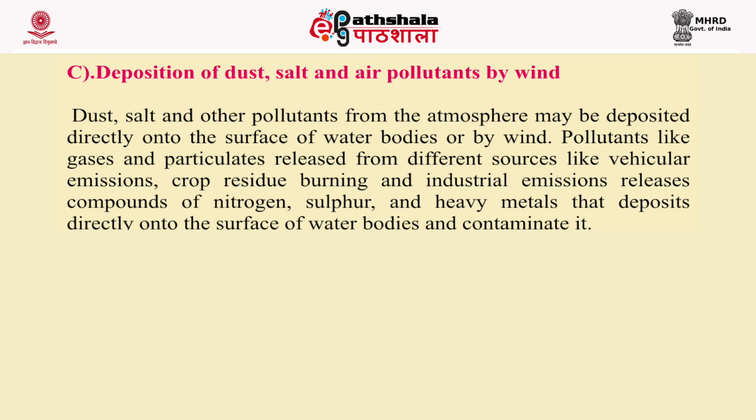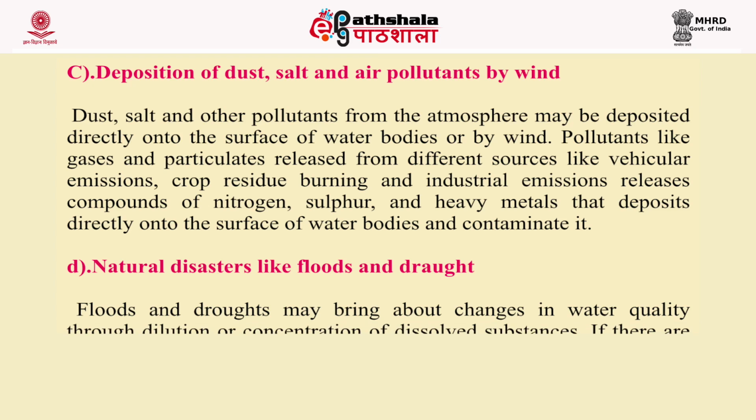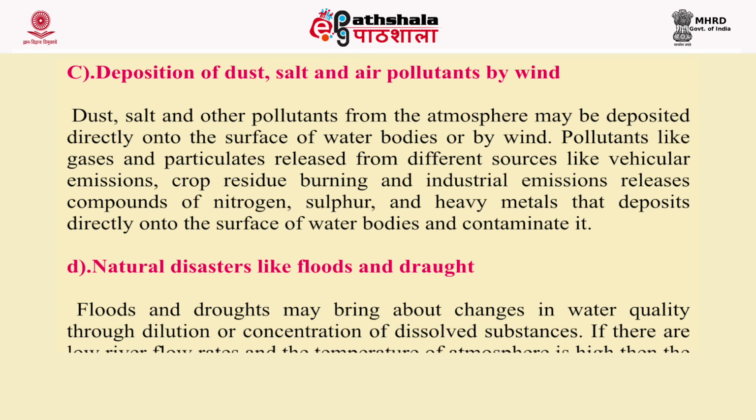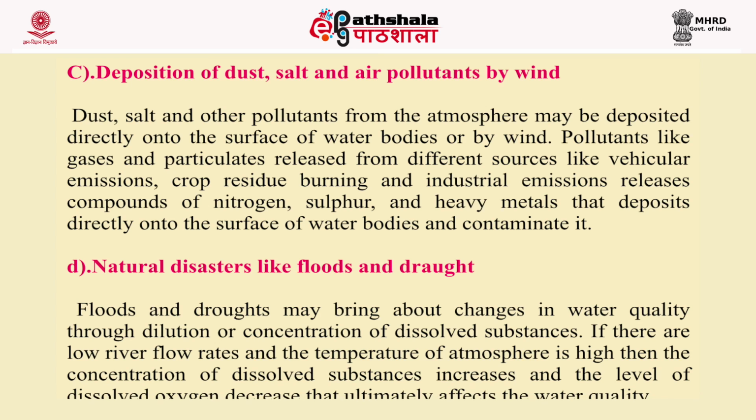Dust, salt and other pollutants from the atmosphere may be deposited directly onto the surface of water bodies or by wind. Pollutants like gases and particulates released from different sources like vehicular emission, crop residue burning and industrial emissions release compounds of nitrogen, sulfur and heavy metals that deposit directly onto the surface of water bodies and contaminate it. Fourth one is natural disasters like floods and drought. Floods and drought may bring about changes in water quality through dilution or concentration of dissolved substances.